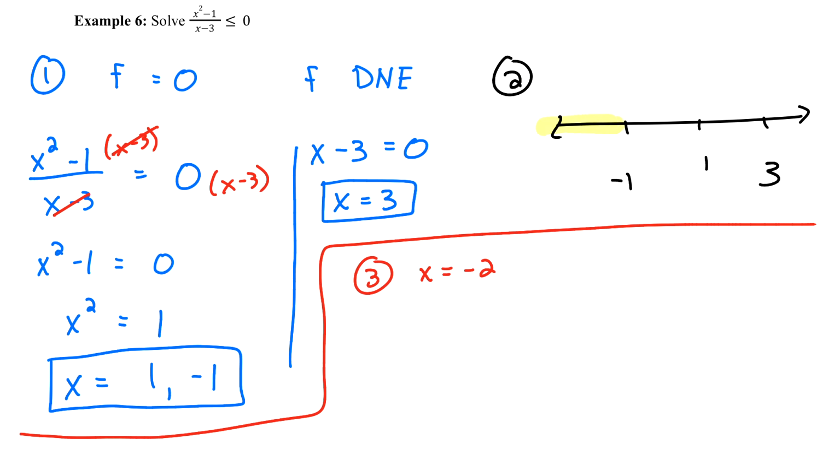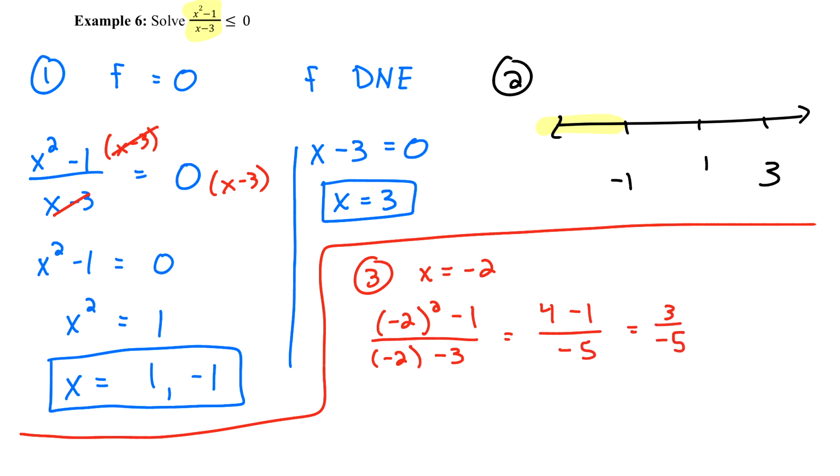So if I plug that into my function, again, x squared minus 1 over x minus 3, it'll give me negative 2 squared minus 1 over negative 2 minus 3. Here, let's see, negative 2 squared, I've got 4 minus 1. Here I've got negative 5, so here I should have 3 divided by negative 5.